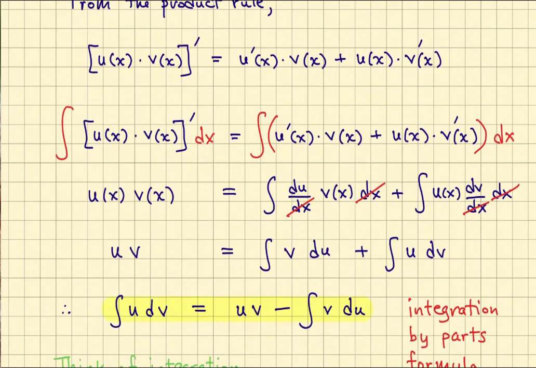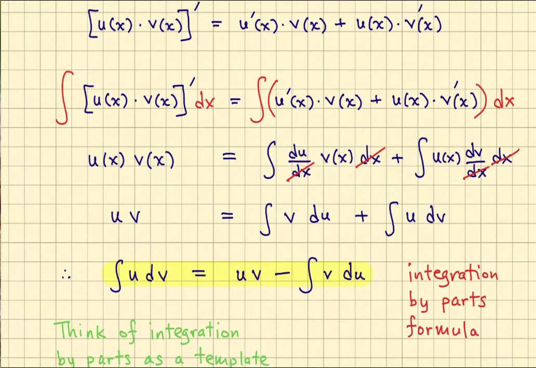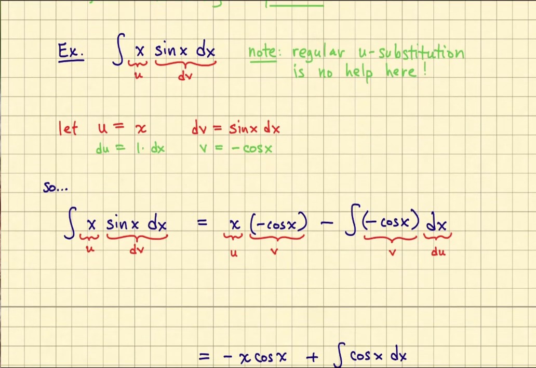If we take this and rearrange and solve for u dv, then we get the so-called integration by parts formula that says the integral of u dv is uv minus the integral of v du. Notice we got this by just solving for this term and throwing this to the other side. This is called the integration by parts formula, and it can be a useful tool for tackling certain types of products, ones that fall into the template. Let me show you what I mean by falling into the template here.